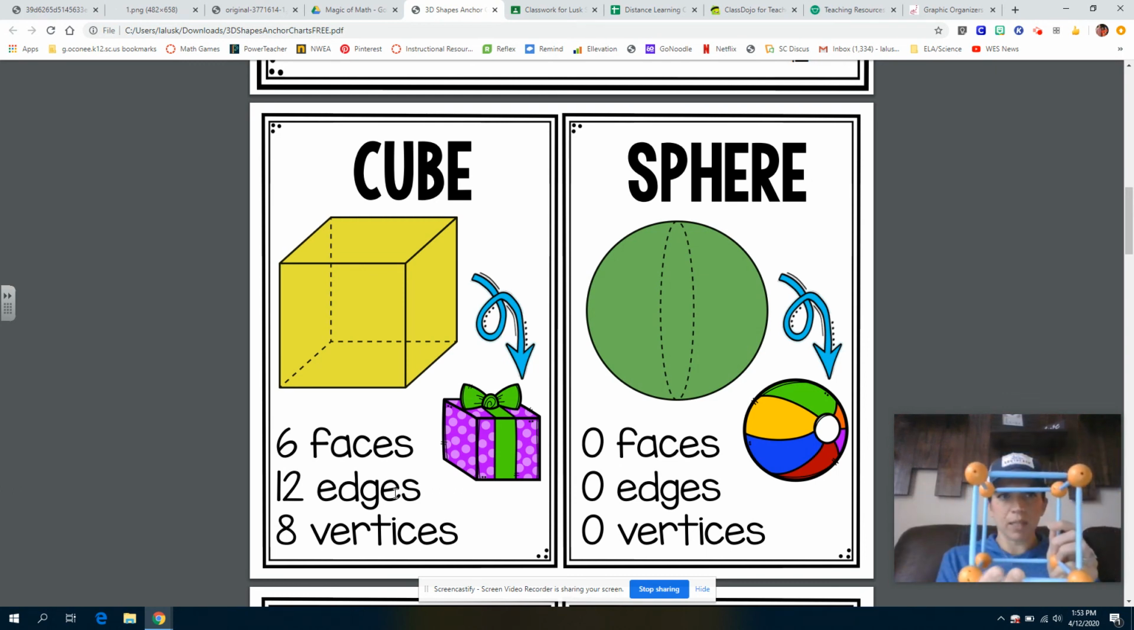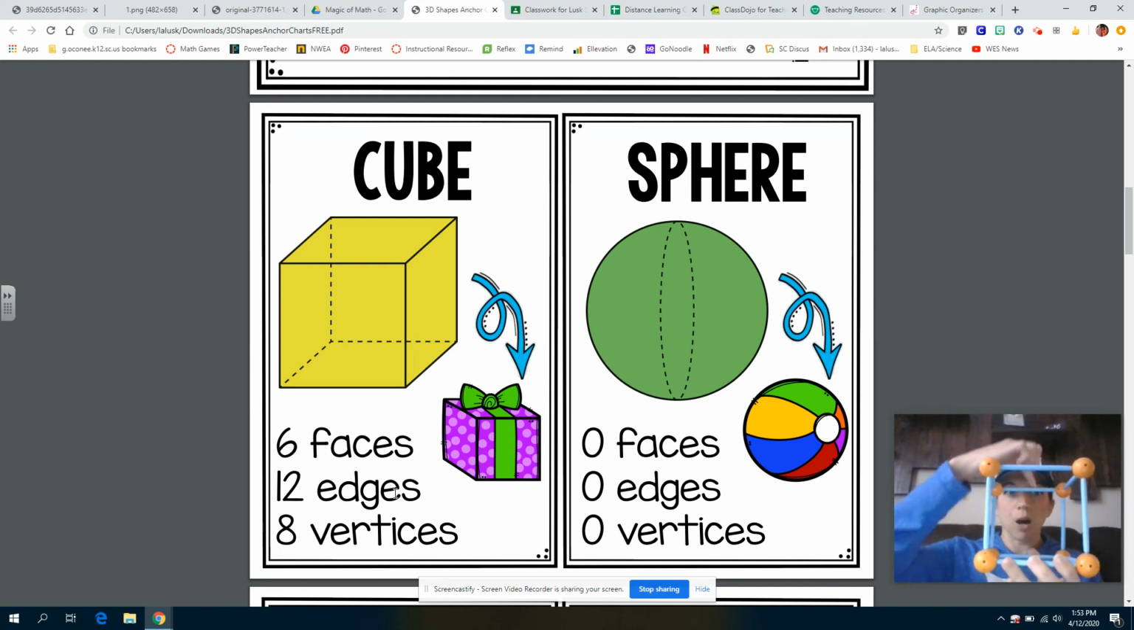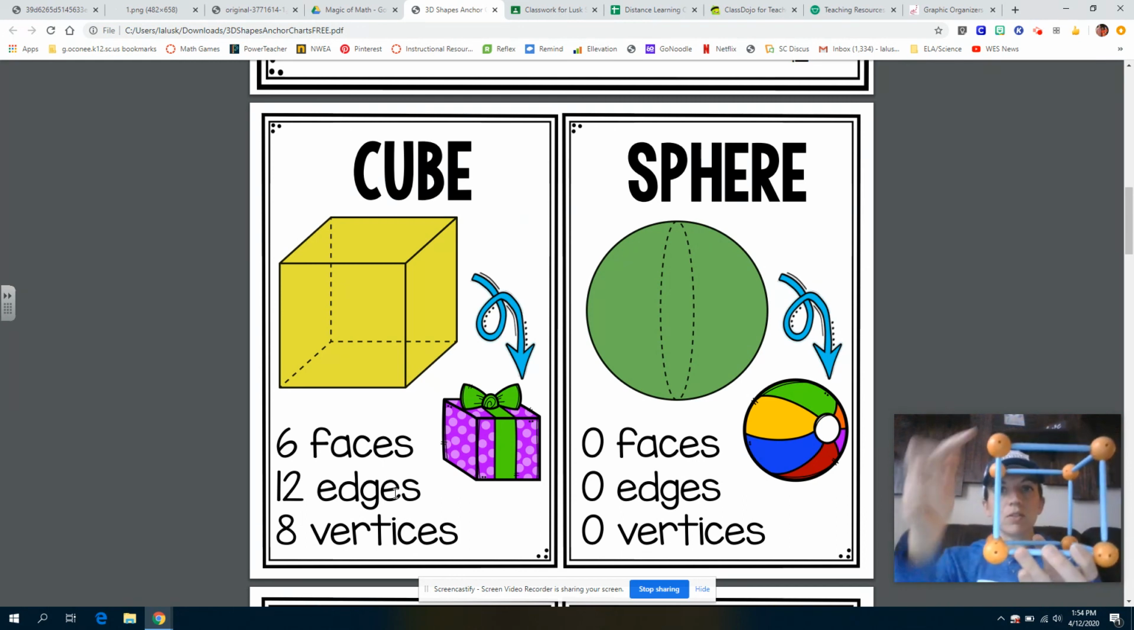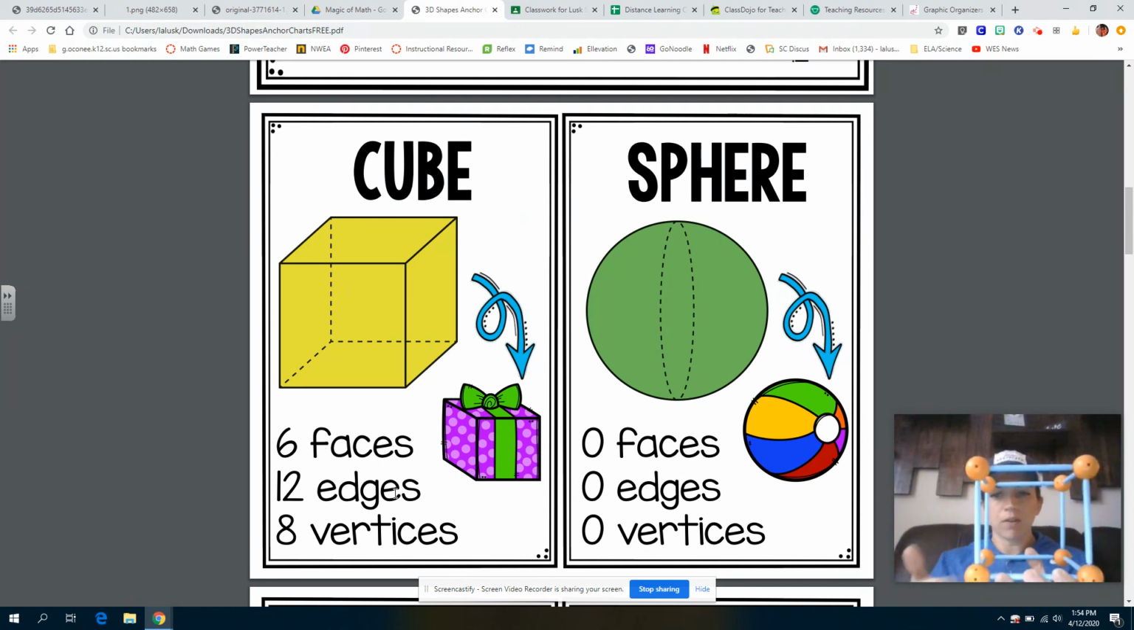And what I always tell my kids is keep it flat, keep it straight. And like you know that it's a square, so there's going to be 4 on the bottom, 4 at the top, so that would be 8. 4 plus 4 is 8. And then you've got to connect the top and the bottom. So you've got 1, 2, 3, and 4, which would make 8 plus 4 more would be your 12 edges. And then your vertices, you've got 1, 2, 3, 4, 5, 6, 7, 8. So cool way just to look at your 3D shapes.